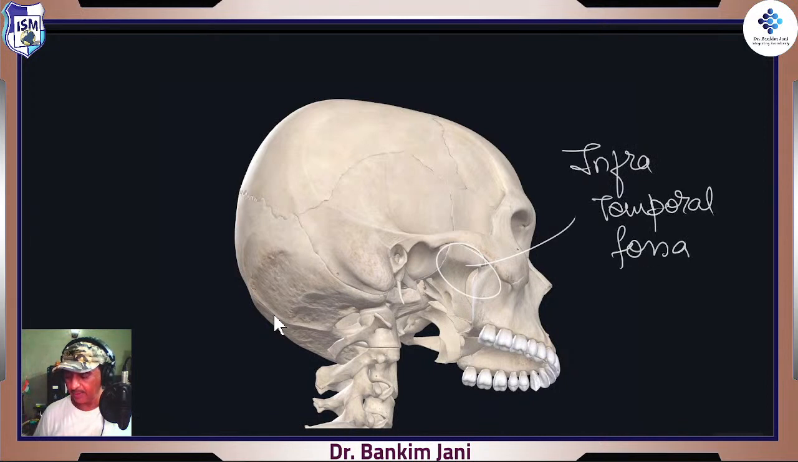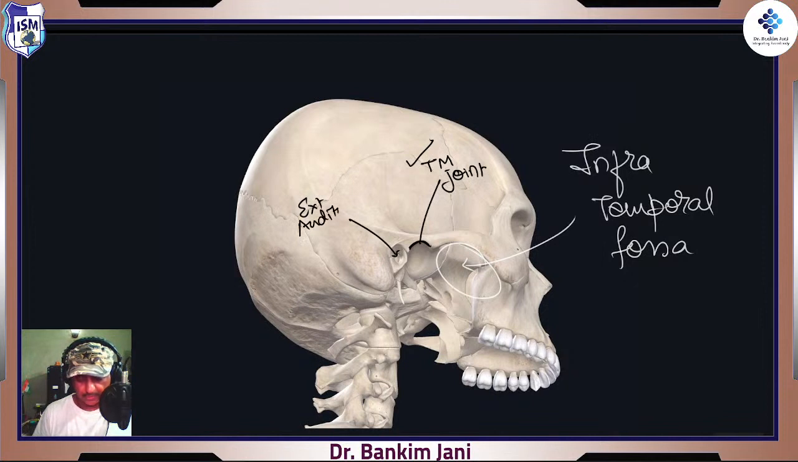I know we have already talked about this. This is just like a refresher. So this is the infratemporal fossa. Some important things which we must know over here: this one would be the TM joint, the Temporomandibular Joint. That would be one important thing. This is very easy. This is the external auditory meatus, so that is also easy.